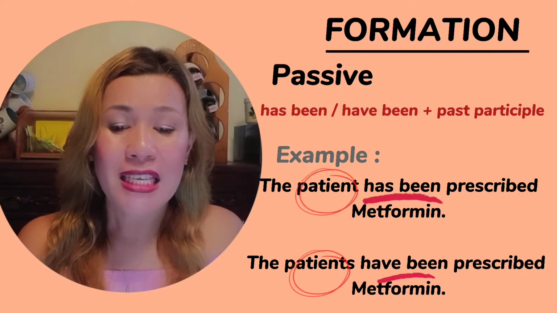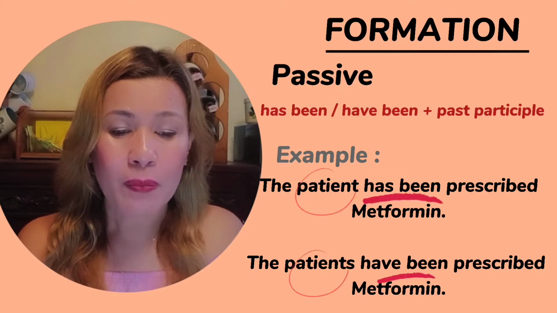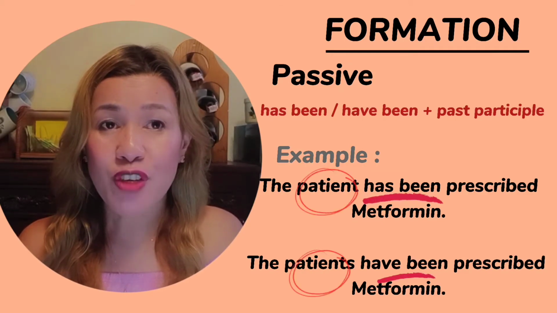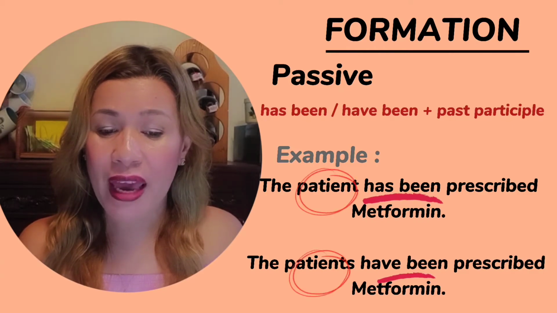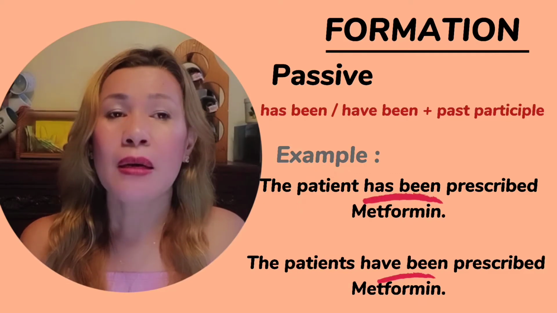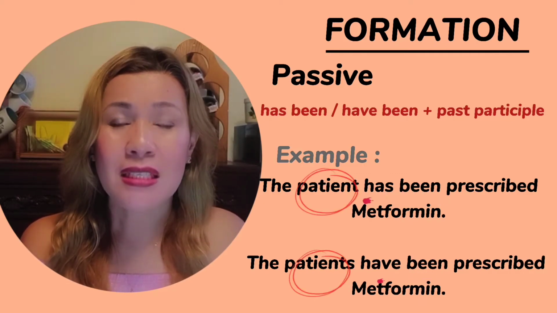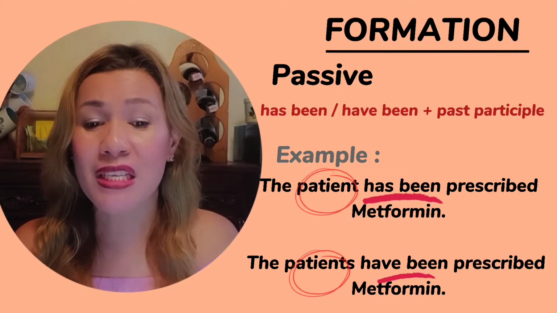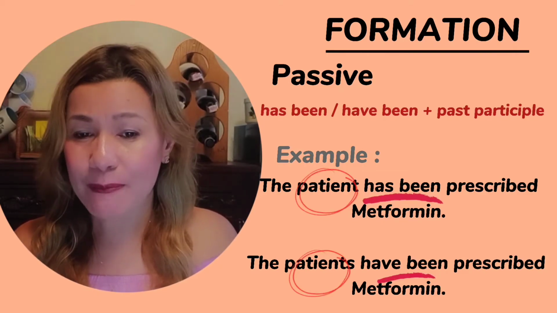So, has been or have been plus past participle. Of course, if your subject is singular, then you will have has been. If your subject is plural, then you will have have been plus the past participle form of the verb. So that's how we form the present perfect tense.